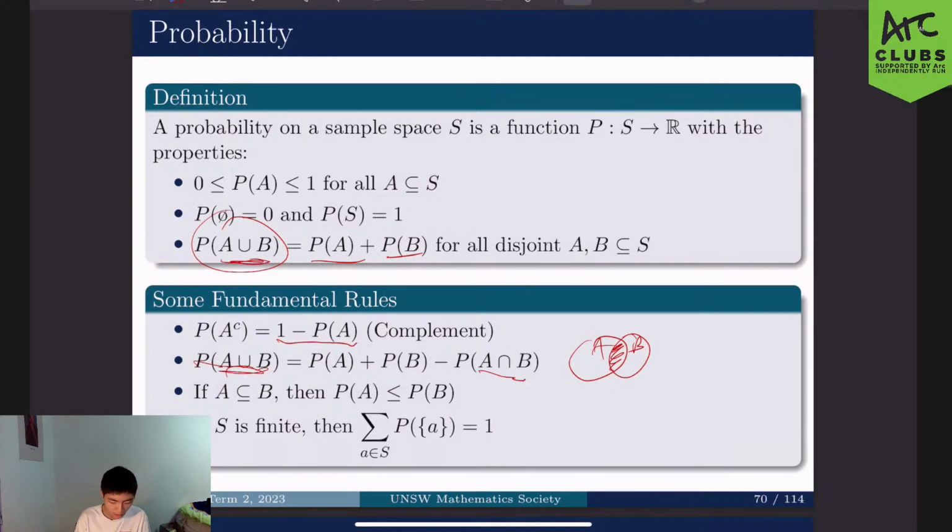Next is pretty obvious. If we have A as a subset of B, then the probability of A should be less than or equal to B. And then next, if S is finite, then the sum of all of the events, the probability of the events inside our sample space, will be equal to 1.